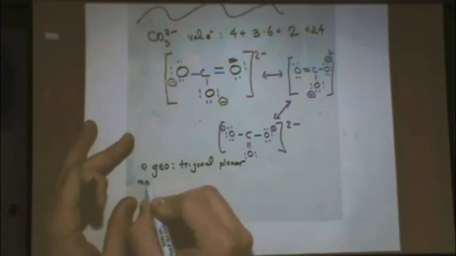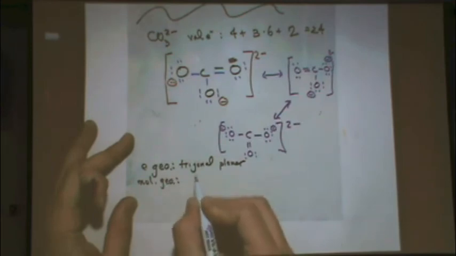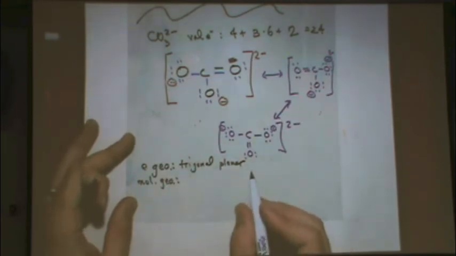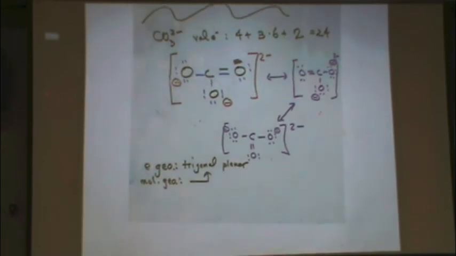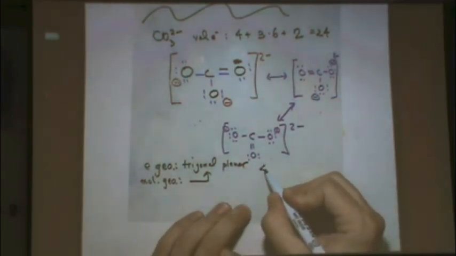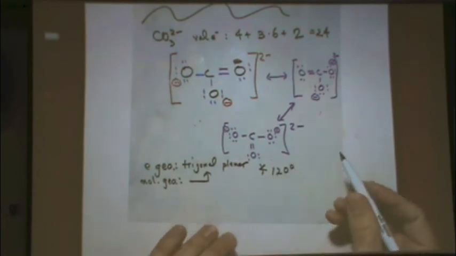The molecular geometry, with no lone pair on the center atom, is the same. Trigonal planar also. Again, when there's no lone pairs on the center atom, then the electronic and molecular geometry names are the same. What's the bond angle for a trigonal planar? We just did this one. 120. 360 divided by 3.